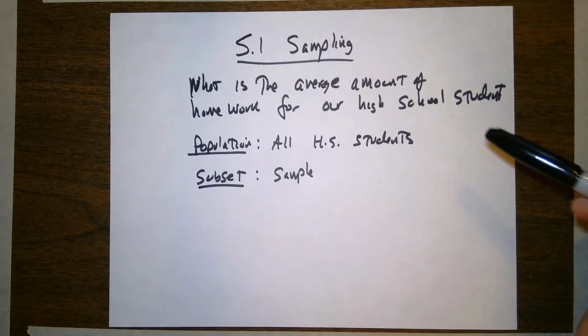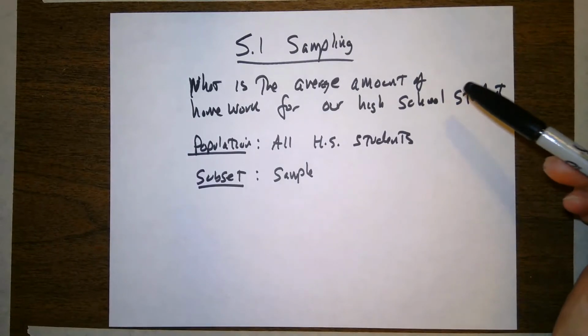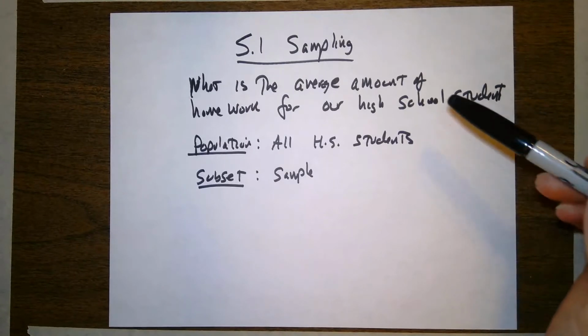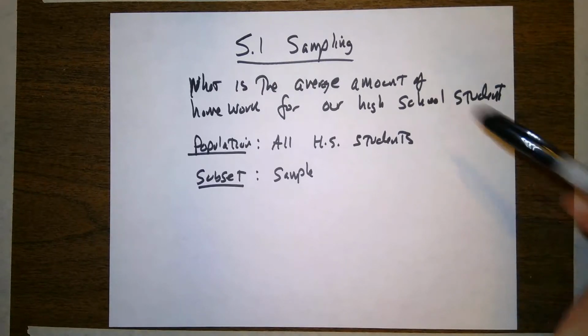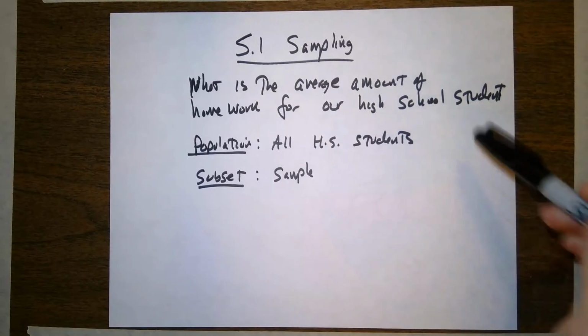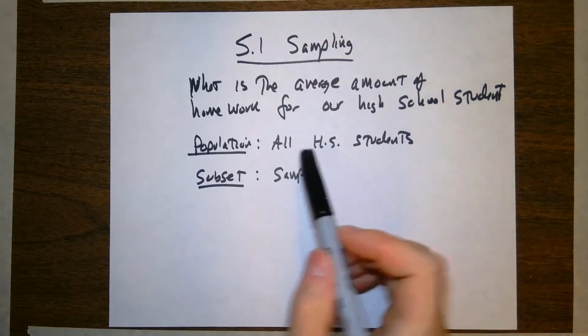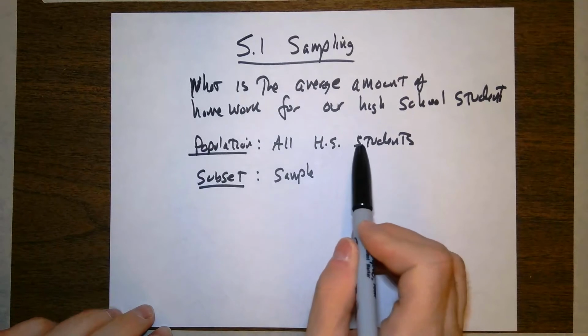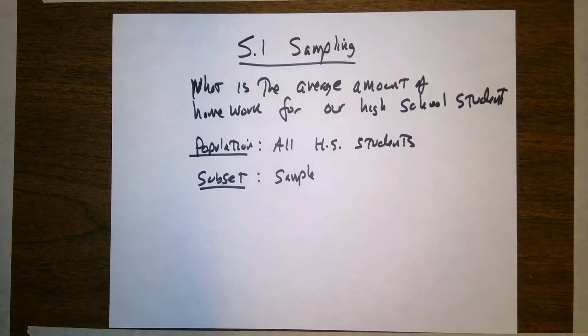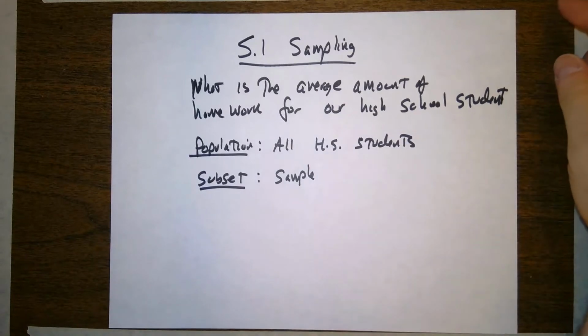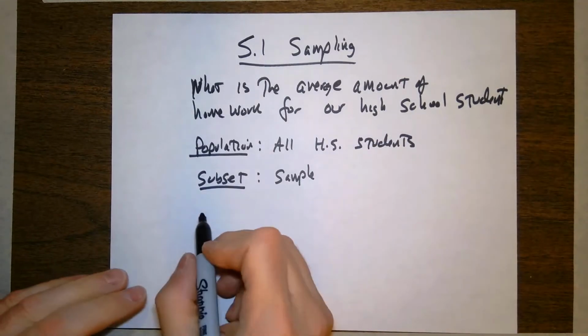So here's the problem. We want to know what's the average amount of homework for our high school students. We want to know for each student, how much homework are you doing at night? Pick a night like Wednesday night or something like that. So this would be our data. And again, it would be too difficult to try to get the whole population. So we want a subset, a subsample. All right, so let's take a look at the data.